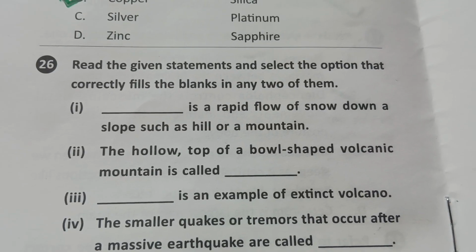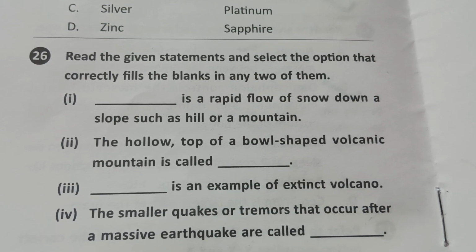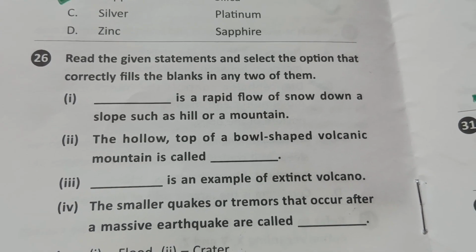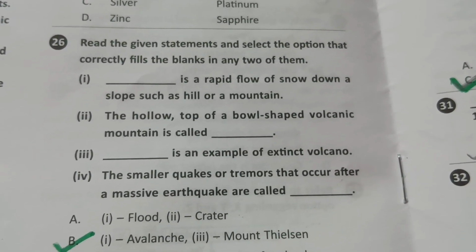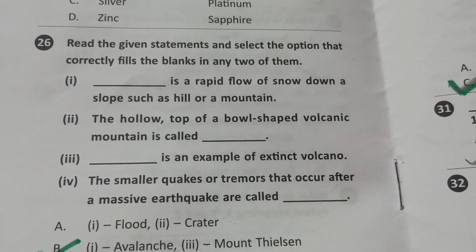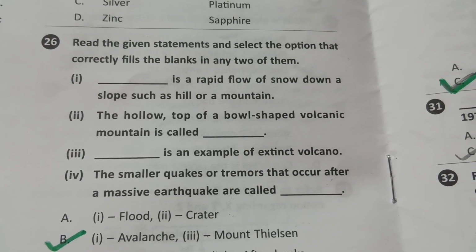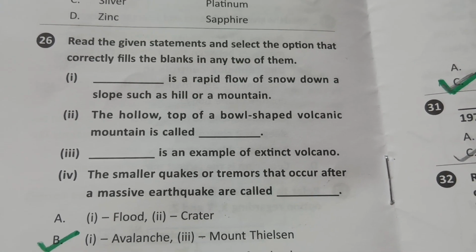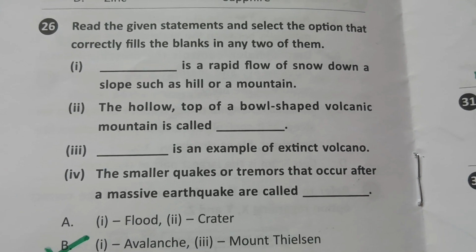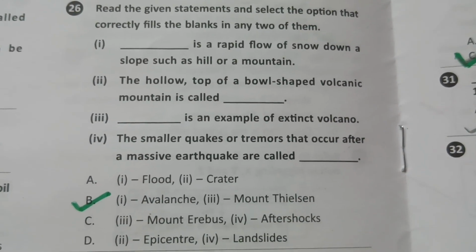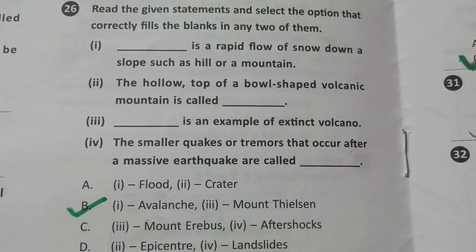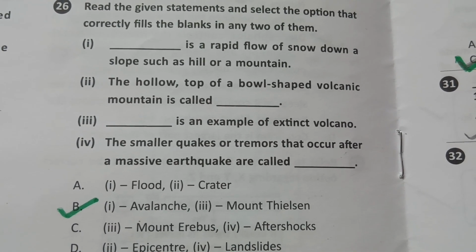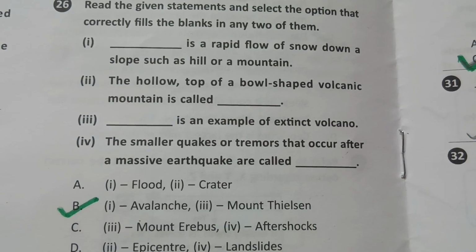Question number 26. Read the statement and select the correct option. Dash is a rapid flow of snow down a slope such as a hill or mountain. It is called avalanche. The hollow top of a bowl-shaped volcanic mountain is called crater. Dash is the example of extinct mountain. It's Mount Thelson. Smaller quakes or tremors that occur after a massive earthquake are called aftershocks. So option B is the correct answer.